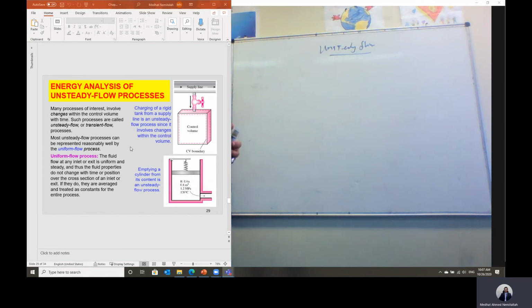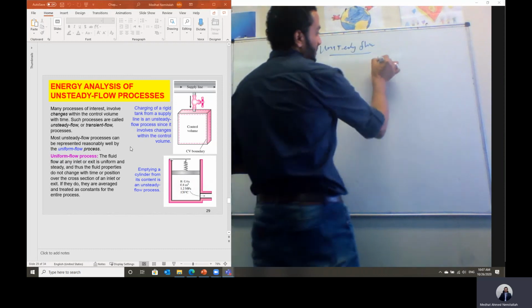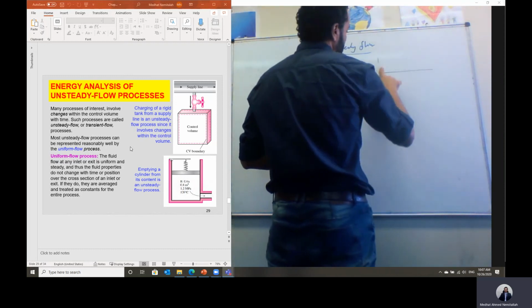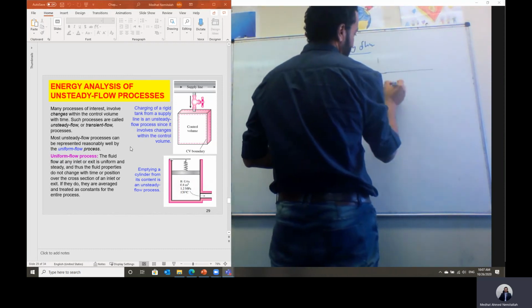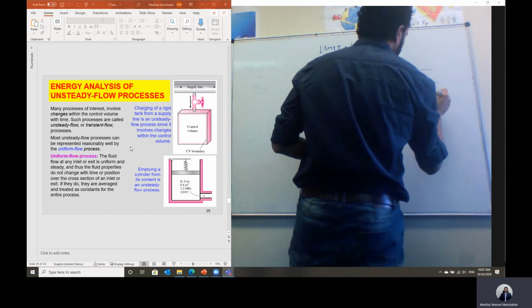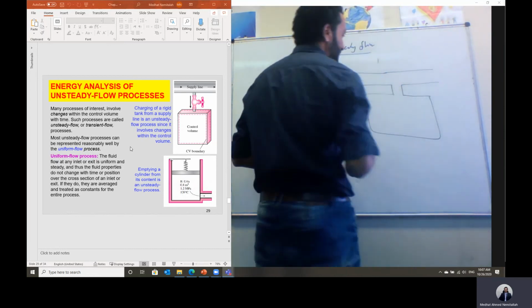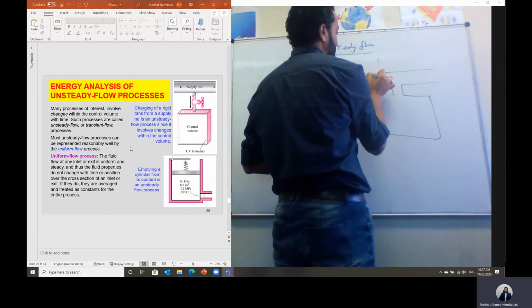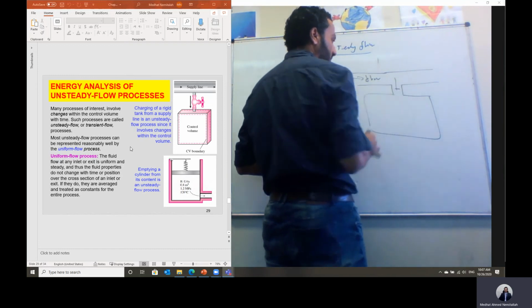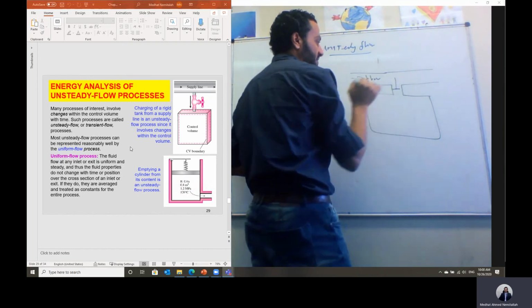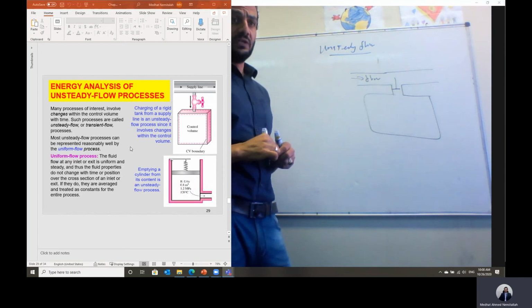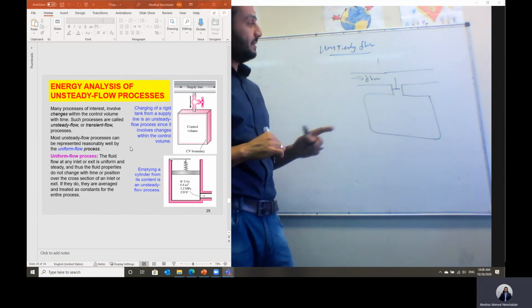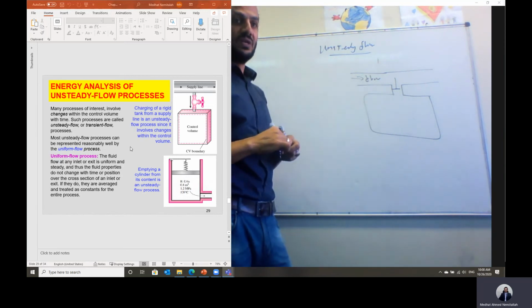But let's consider we have unsteady flow. So let's say we have a flow inside a tube or something, and this flow is used to fill up a tank or charge a tank. So we have here, let's say, a flow or stream, and here we have a valve that controls the flow to the inside of this tank to fill this tank. Let's say we have steam or something.